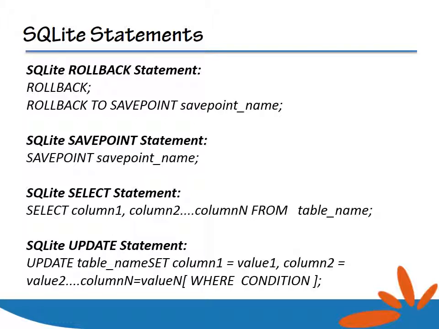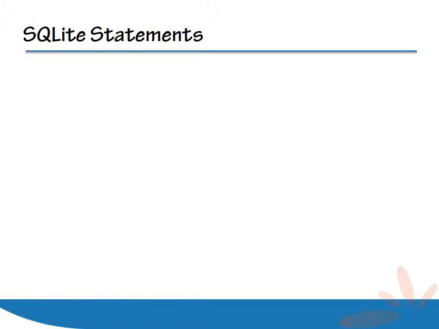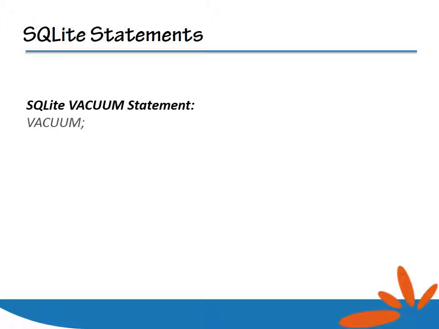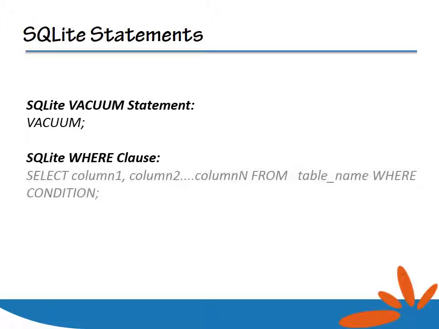The next one is the SQLite VACUUM statement. The code is VACUUM. The next one is the SQLite WHERE clause. The code is SELECT, specify the first column going to the last column, FROM, WHERE, specify the condition. The WHERE clause literally searches or is used as a condition to search inside a database.